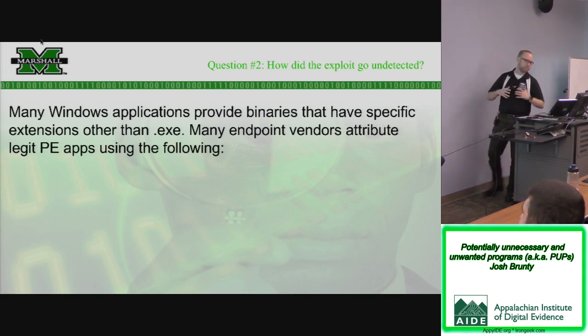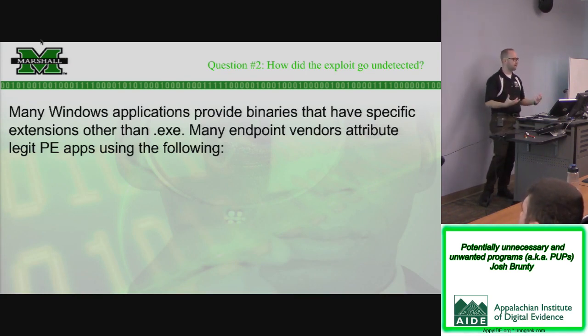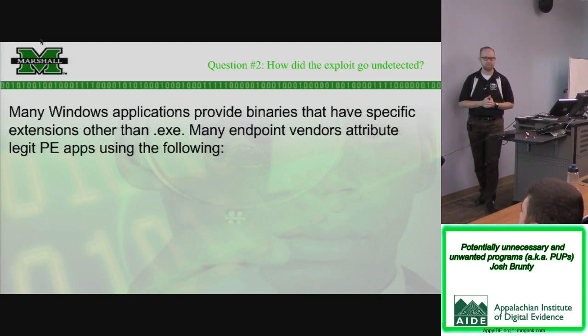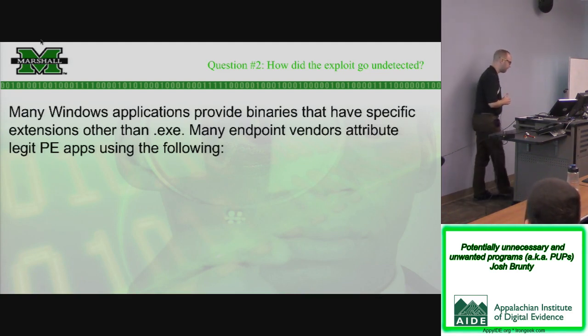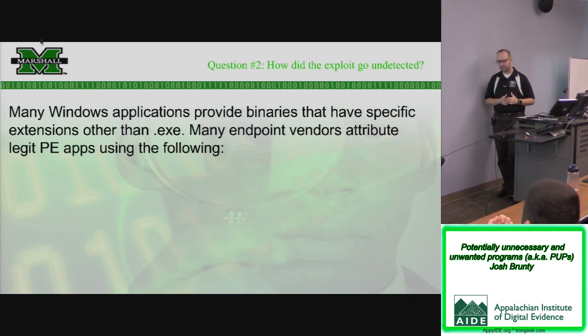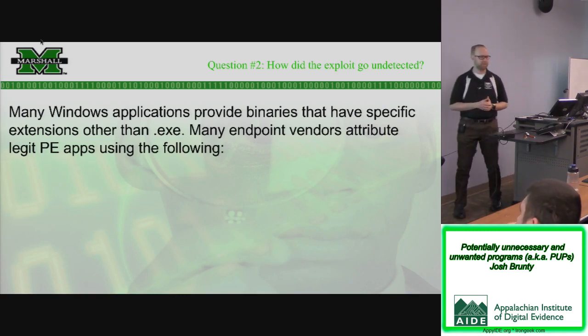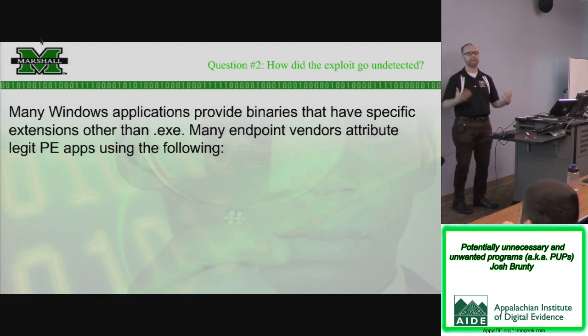So, how did it go undetected? This answers Bill's question here. Most Windows applications that have specific extensions other than EXE will have binaries that will be digitally signed. Even executables that come from a server will be digitally signed. To give a background of what digital signatures are, this is kind of like signing their name to a certificate signing authority. So we call them CA root certificates in certain cases.